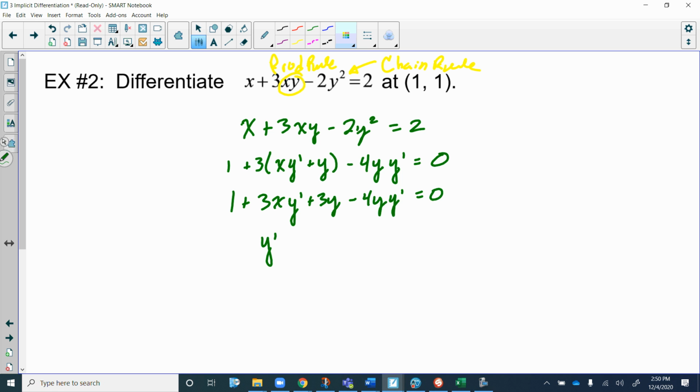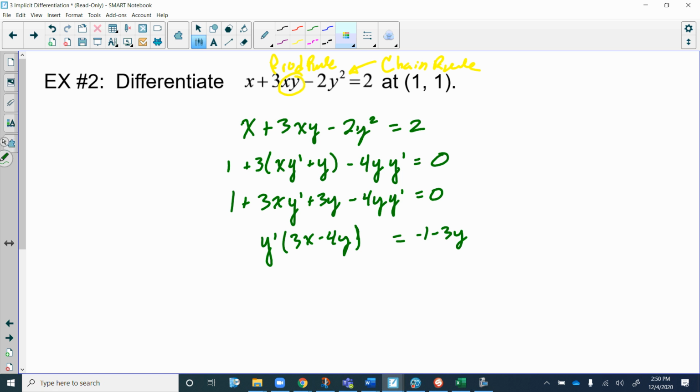So that would give me y prime times 3x minus 4y. And at the same time, I'm going to move the 3y and the 1 from the, sorry, my parenthesis was distracting me for a second. I was like, did I write a 1 there, or what was I supposed to? I just didn't write my parenthesis very well. And so I'm going to move the 3y and the 1 over, so that'll be negative 1 minus 3y to be equal to the y prime stuff on the left.